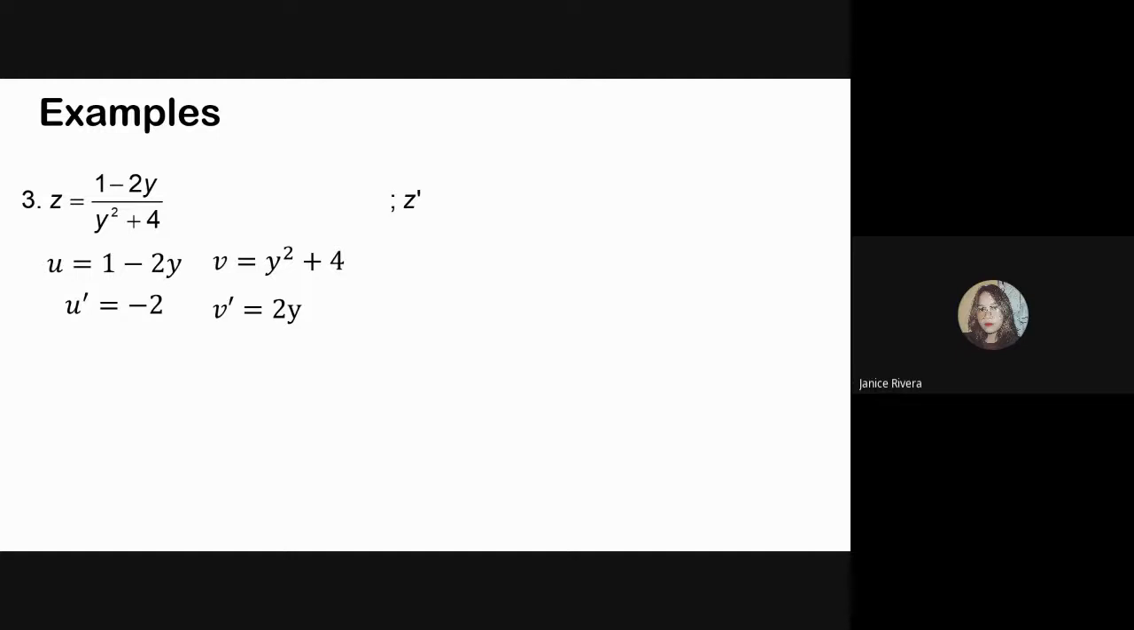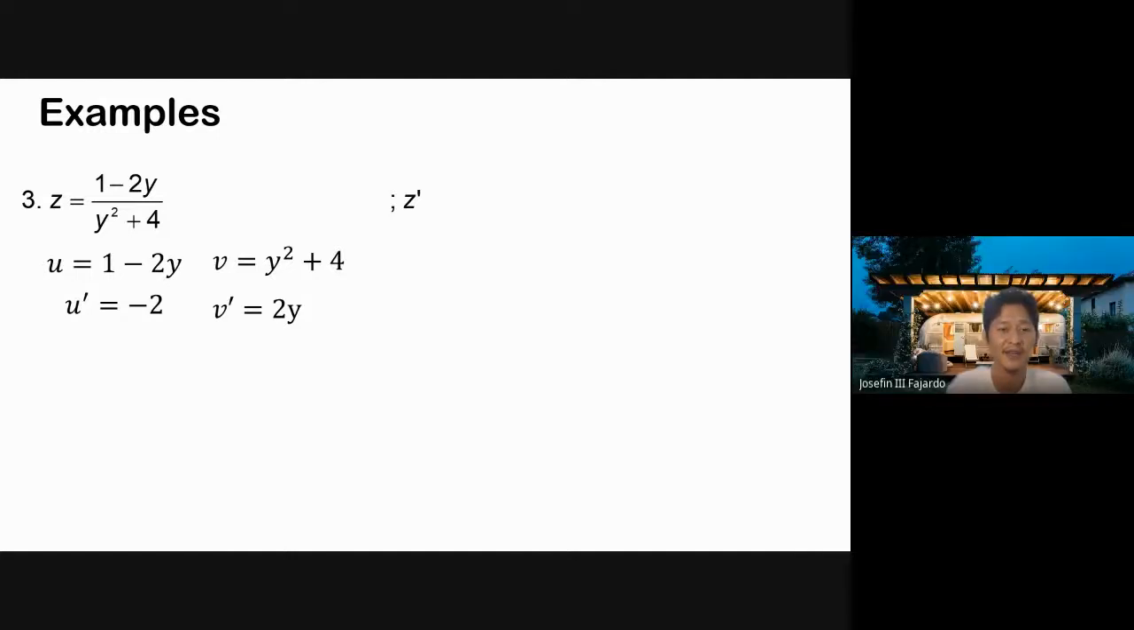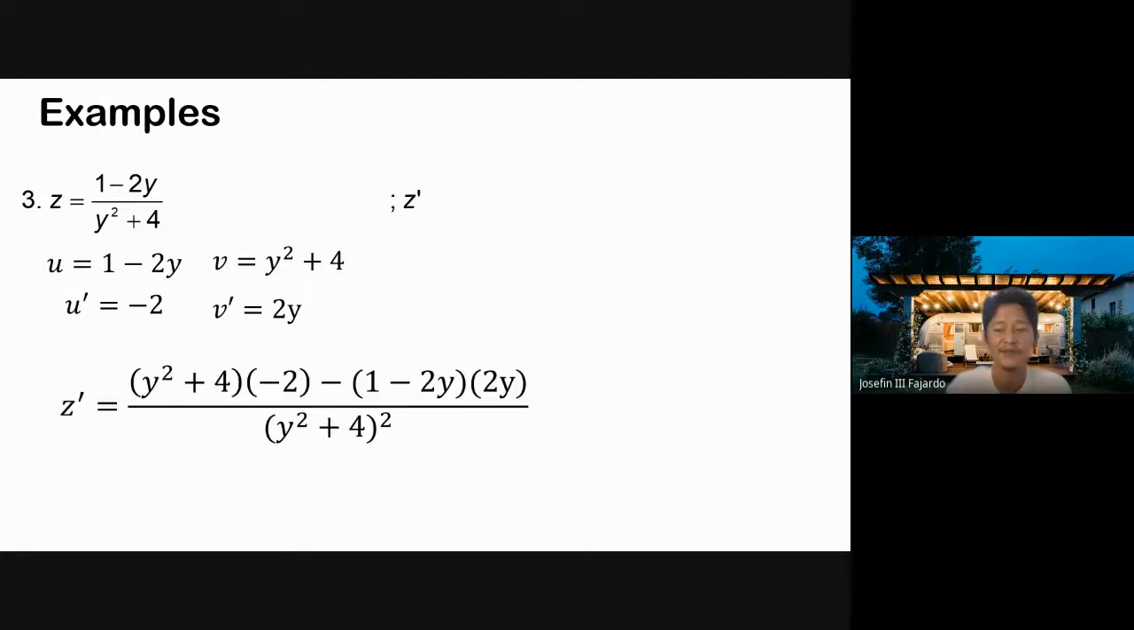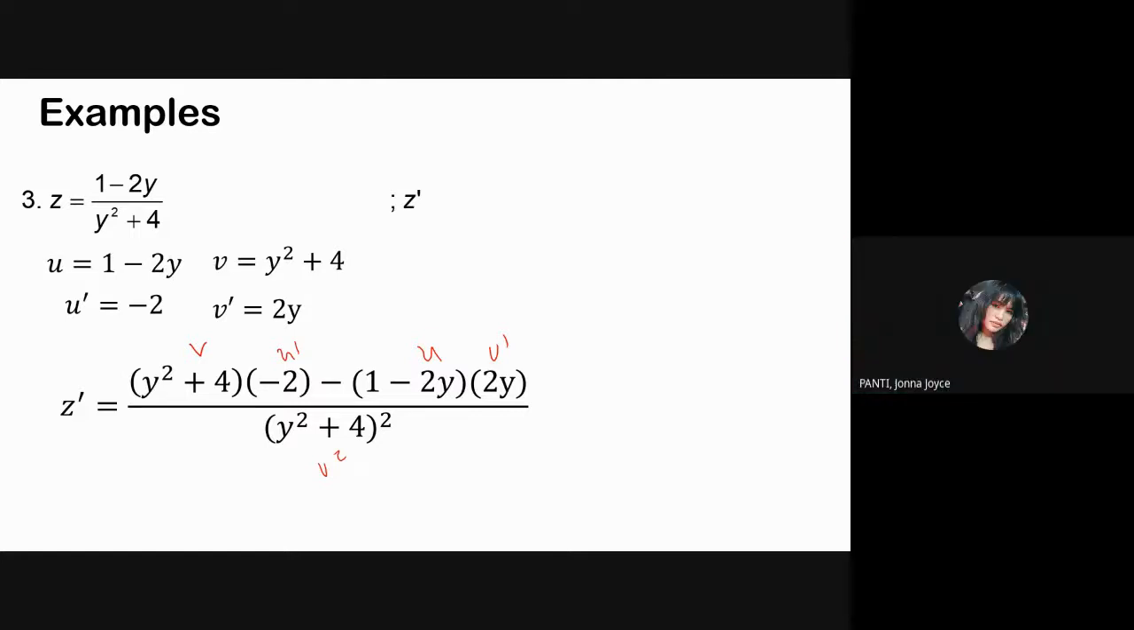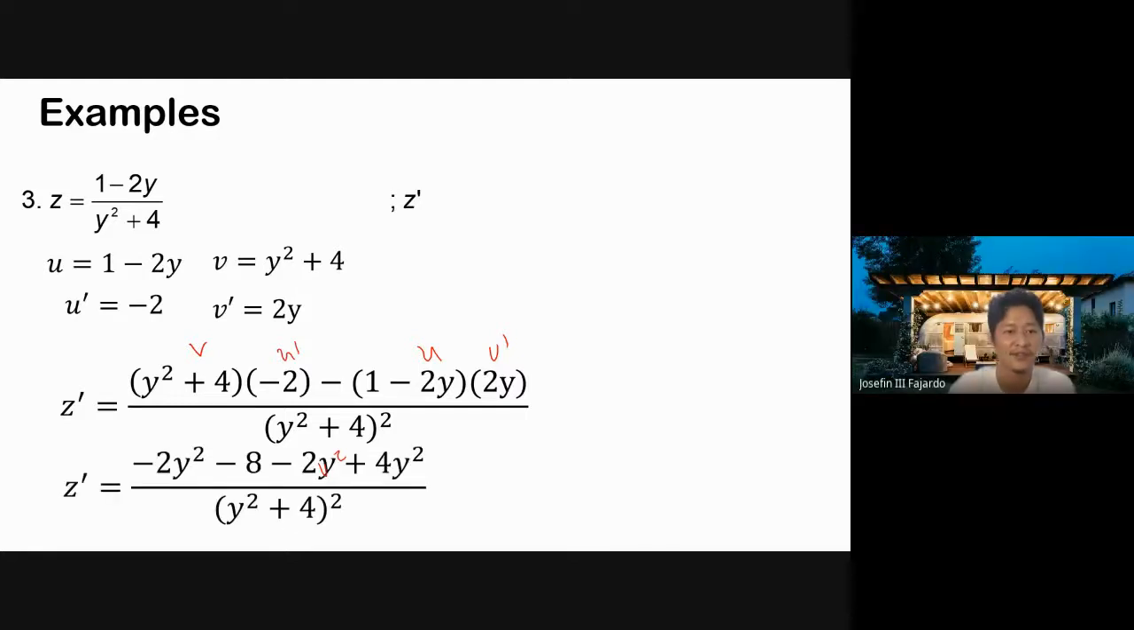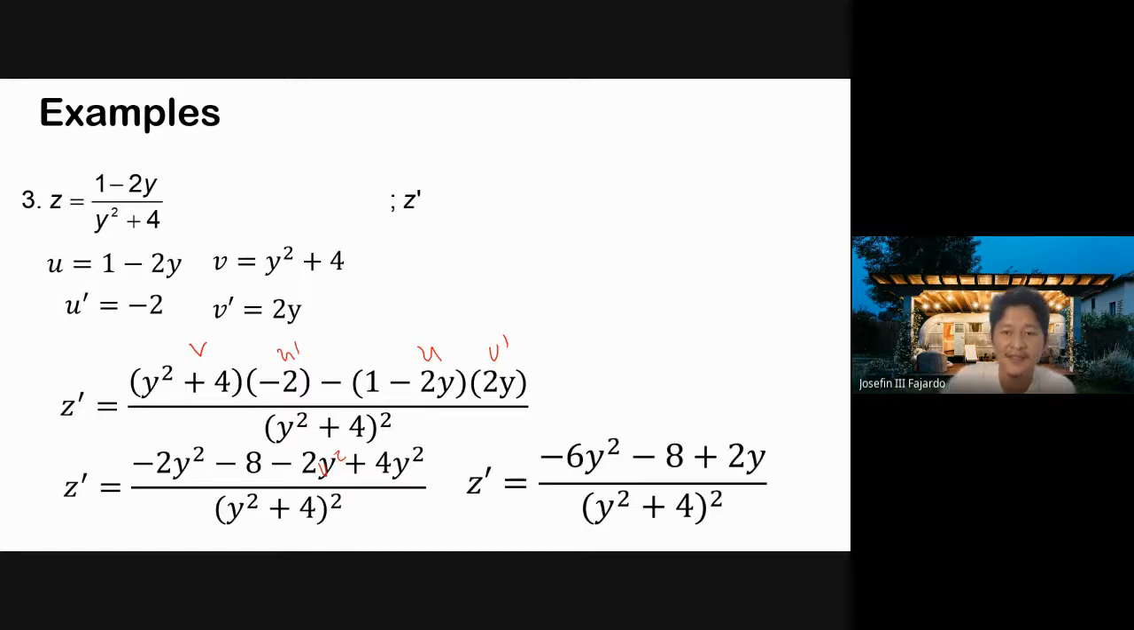Opo, sir. Okay, so to get z prime or the derivative of this, we just follow the formula ulit, di ba? Copy, ito yung v. This is your v, this is your u prime, this is your u, this is your v prime, and this is your v squared. Okay? Malinaw? Opo. Okay, then we just simplify. So, yan. Expand lang yan. So, we have this. Okay?